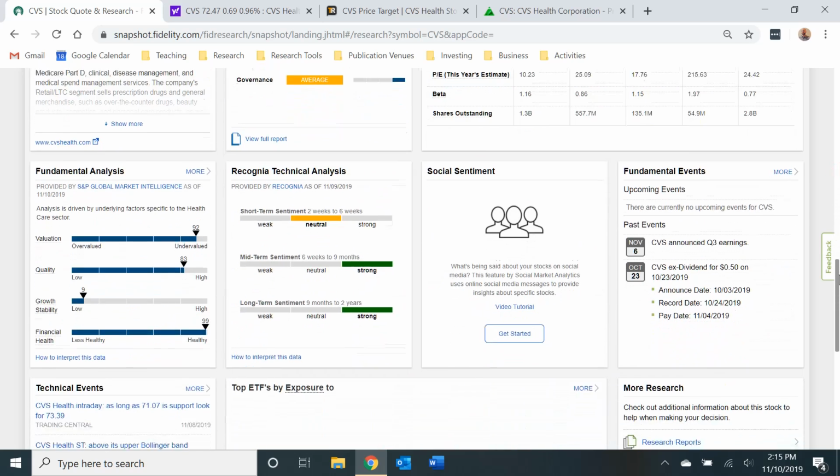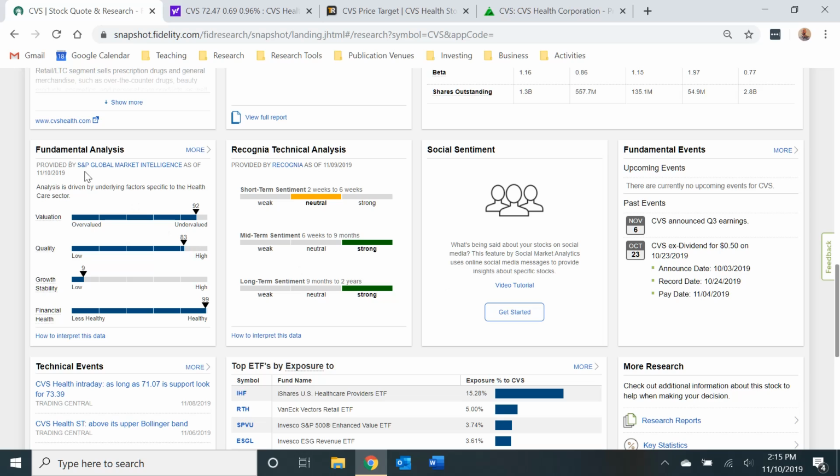And then if we scroll down here to the bottom, we get this fundamental analysis category from S&P Global Market Intelligence. Somebody else at this analyst firm has looked at the PE on CVS. They've done the math and determined that CVS is on a scale from 0 to 100, with 0 being overvalued and 100 being undervalued. They rate CVS a 92, so that's an extremely good valuation on CVS from this analyst firm.